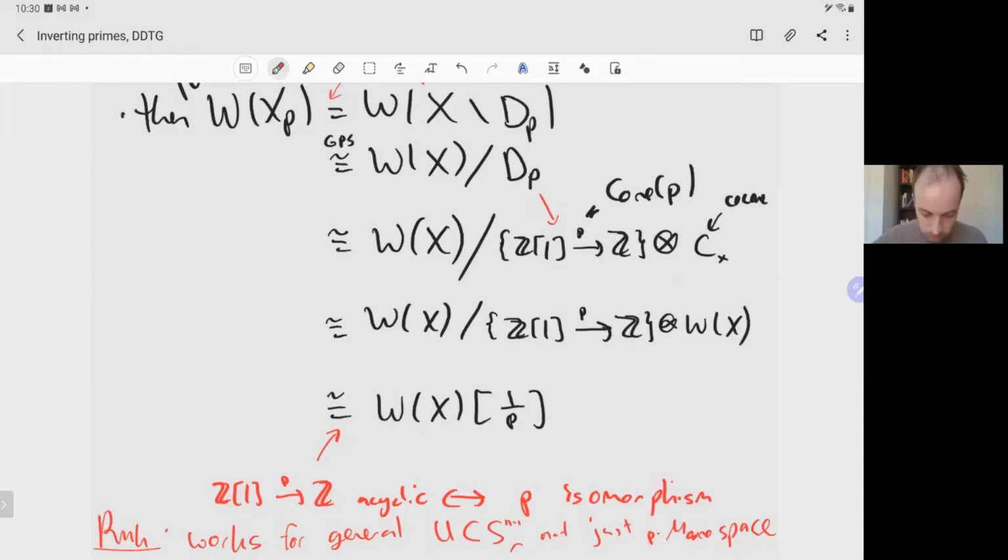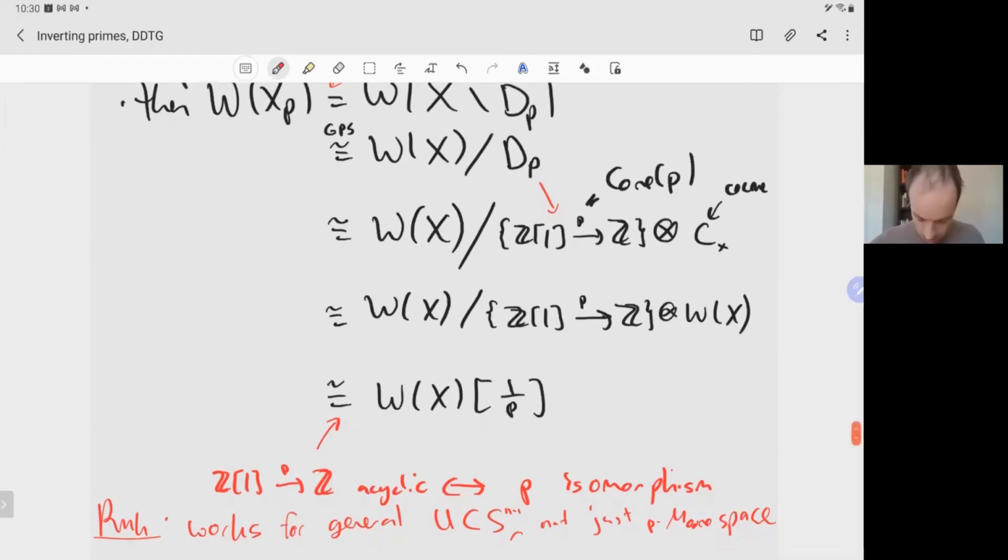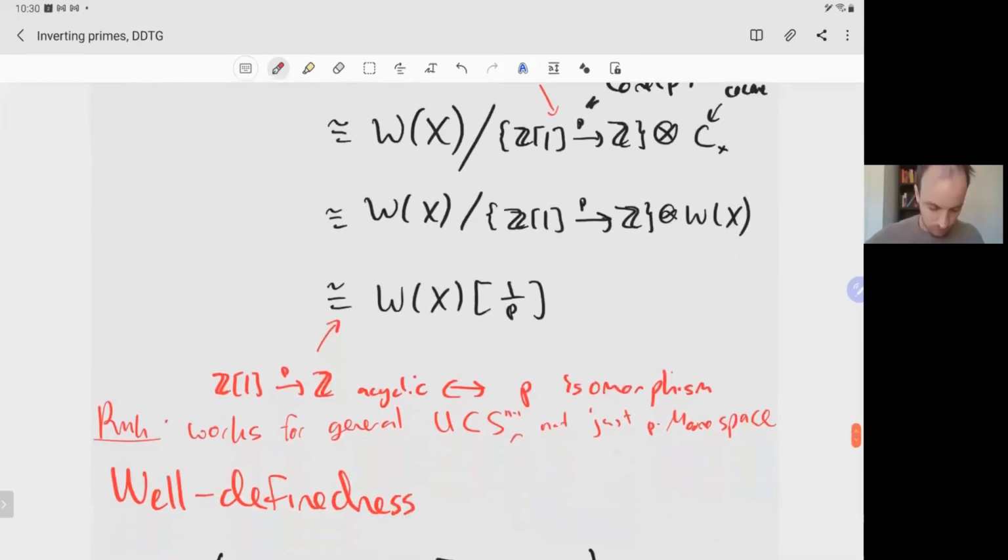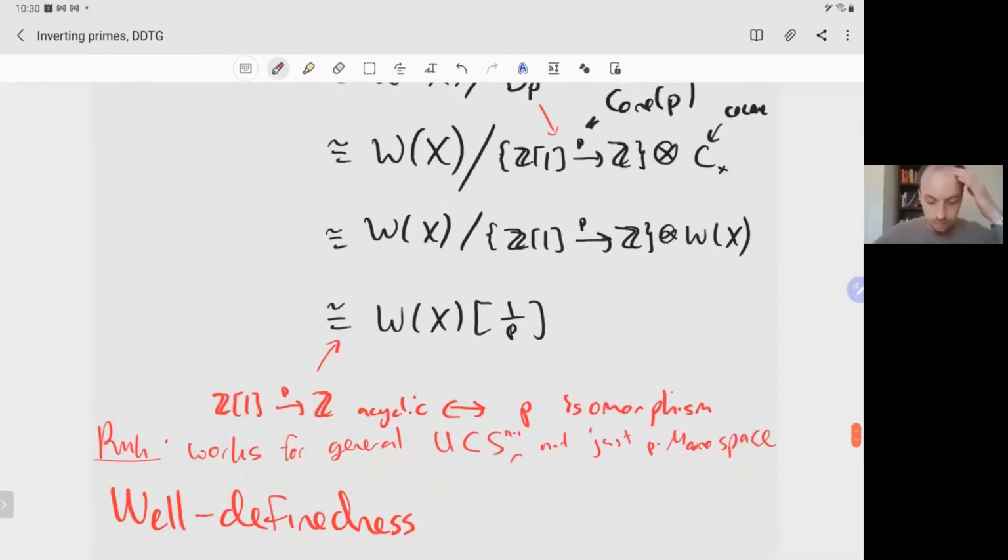But here we're doing the most basic thing, considering the Fukaya category with integral coefficients. So that's the construction.